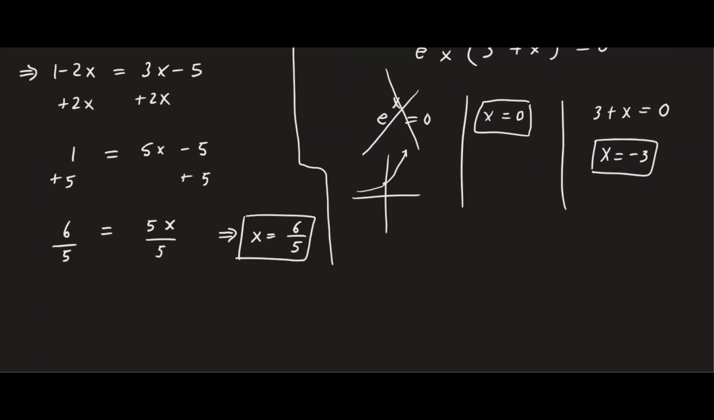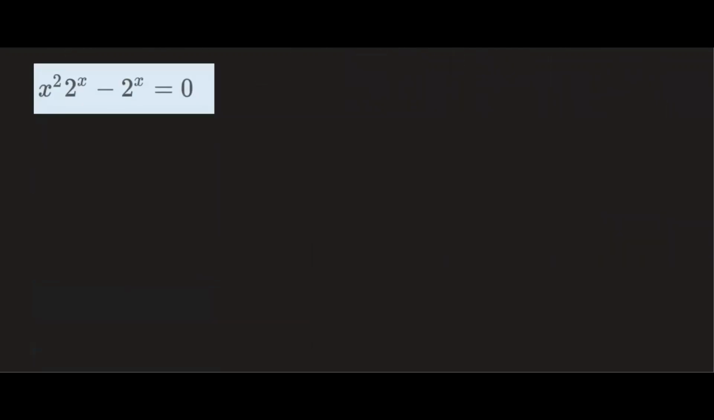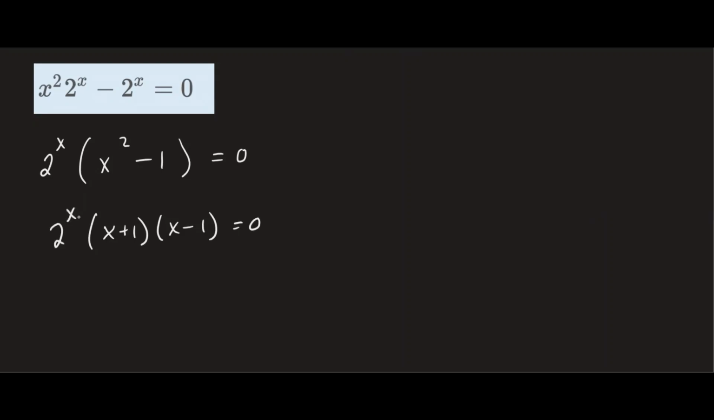Now let's try one more example. So let's try this one. We have x squared times 2 to the x minus 2 to the x equals 0. Again, it looks like we can pull out a GCF. I'm going to take out 2 to the x. Then I'll be left with x squared minus 1 equals 0. You can factor x squared minus 1 a little bit more, since that's a difference of perfect squares. We get x plus 1 times x minus 1 equal to 0, with 2 to the x in the front.